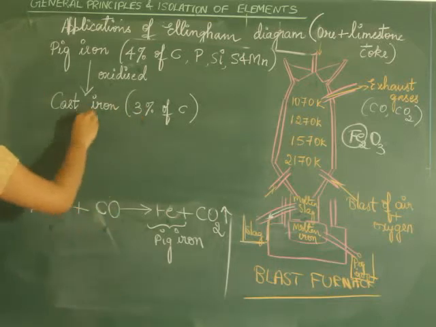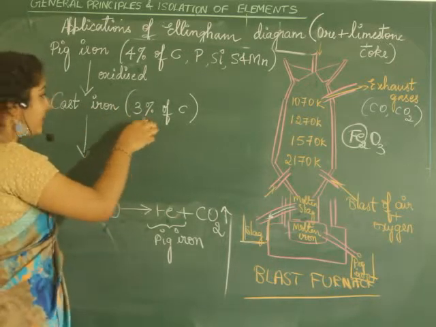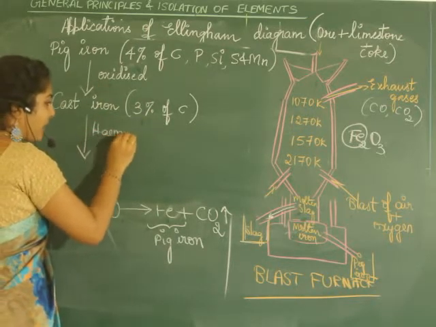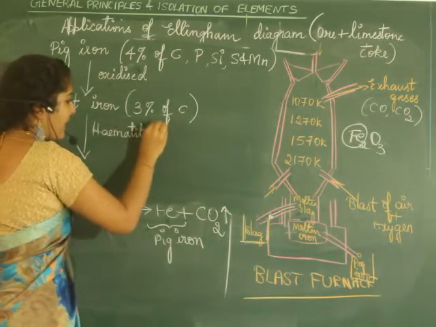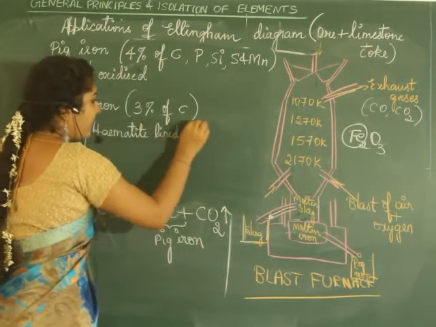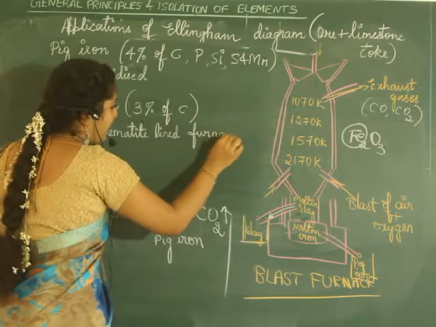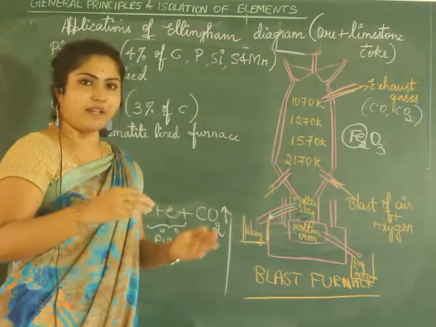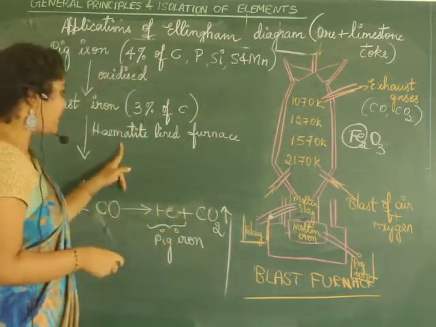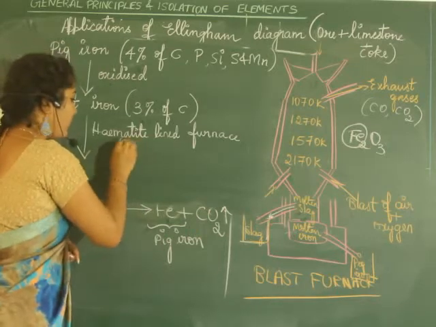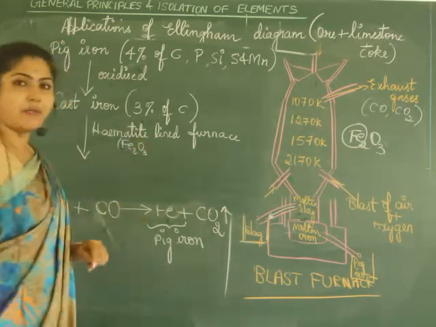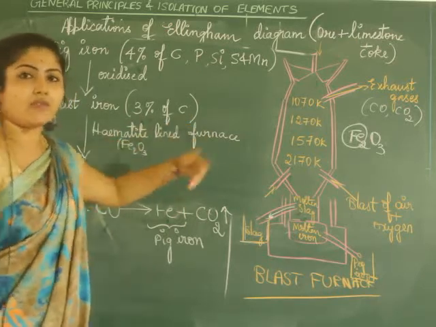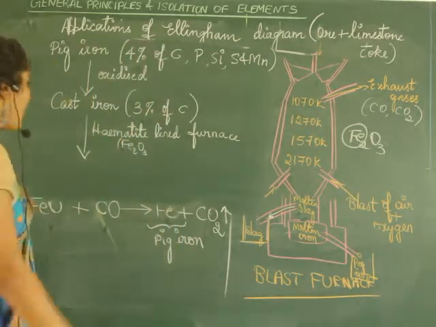So what will be done is, this particular cast iron is taken in a hematite lined furnace. Hematite is the ore of iron. So what we do, that cast iron which we get, we are taking in a furnace which is lined with hematite. Hematite is Fe2O3. Now here what happens, this hematite reacts with this carbon and gives out iron.